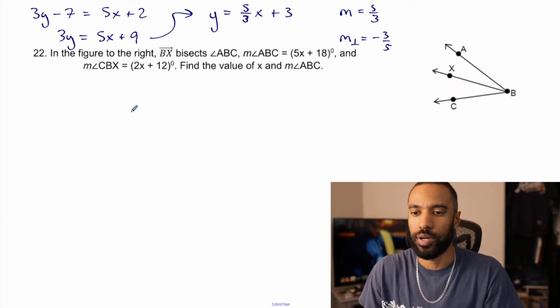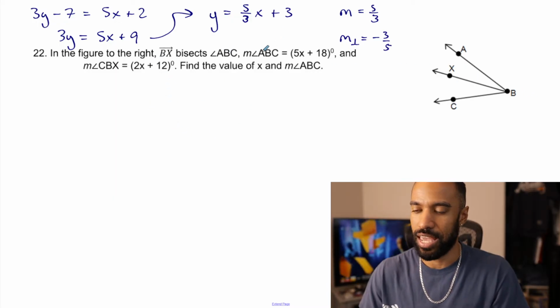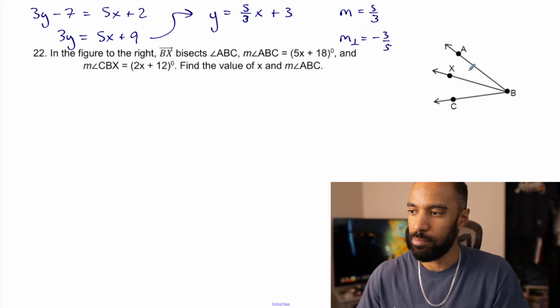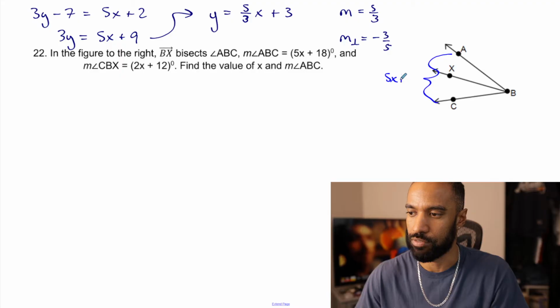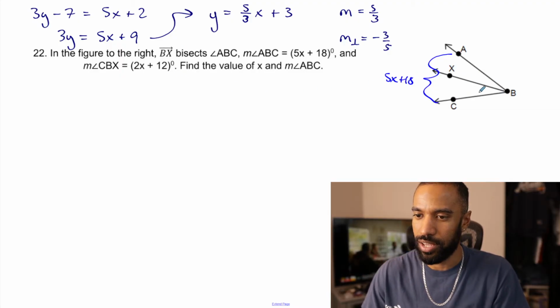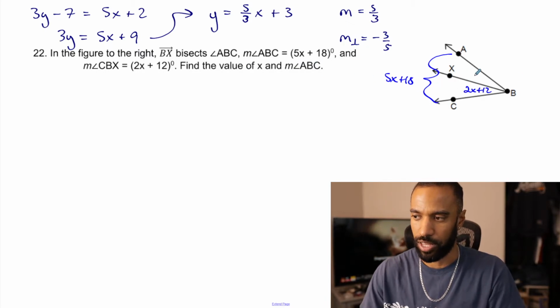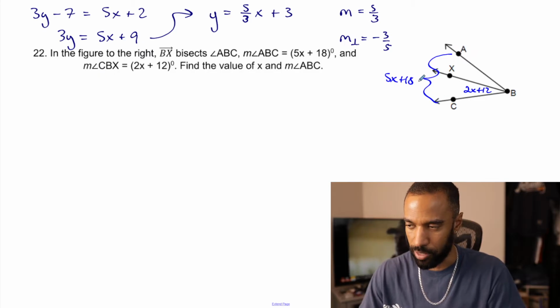Okay. Number 22. In the figure to the right, ray BX bisects angle ABC. Measure of angle ABC, the whole thing, is 5x plus 18 degrees. And the measure of angle CBX, just the little guy, is 2x plus 12. Find the value of x and the measure of angle ABC. ABC being the whole thing.